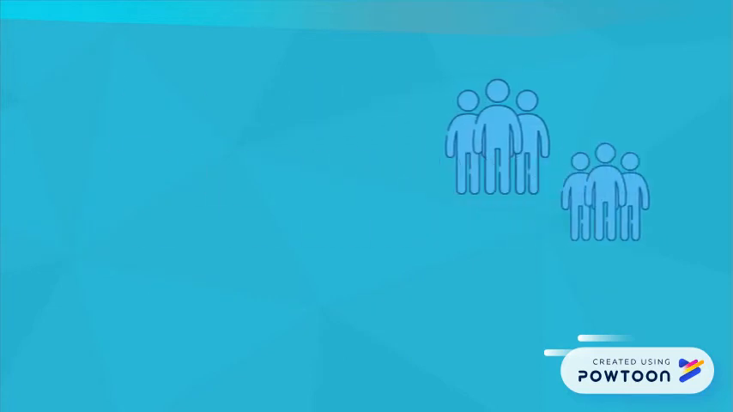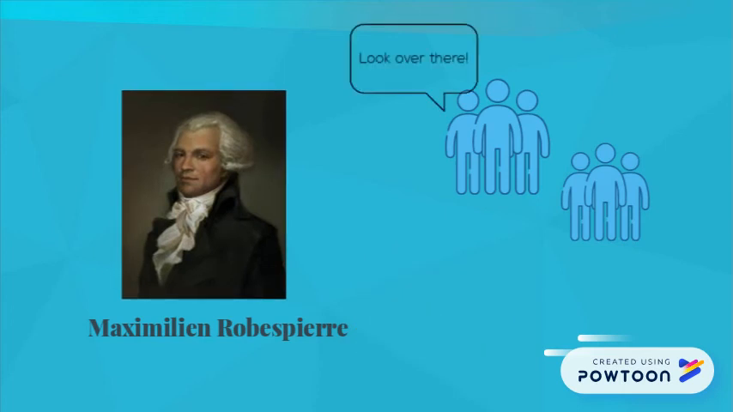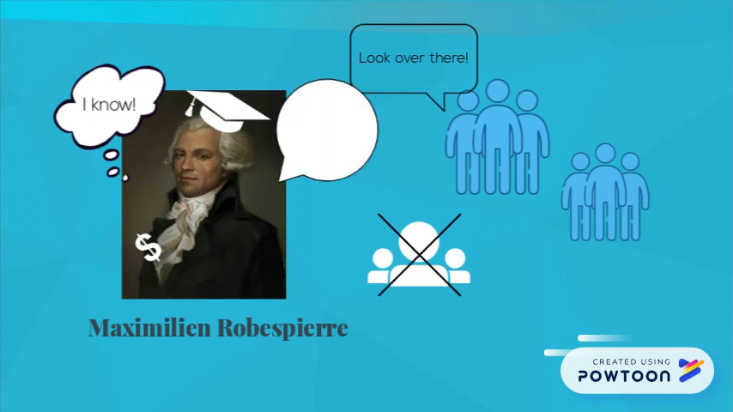A well-known person during the French Revolution is Maximilien Robespierre. Robespierre is a French lawyer and politician. He is also an architect of the Reign of Terror. Robespierre created the Reign of Terror to kill the enemies of France and protect France from foreign invaders.